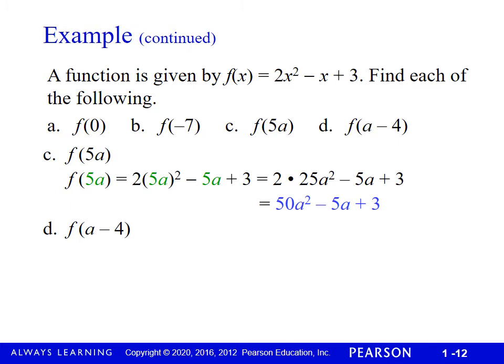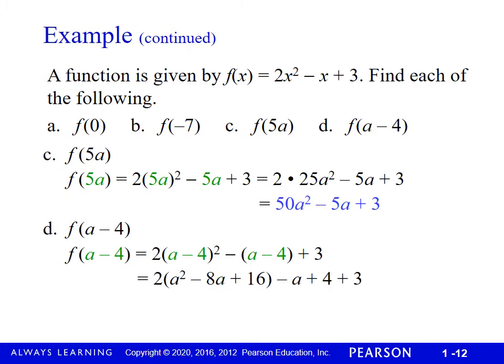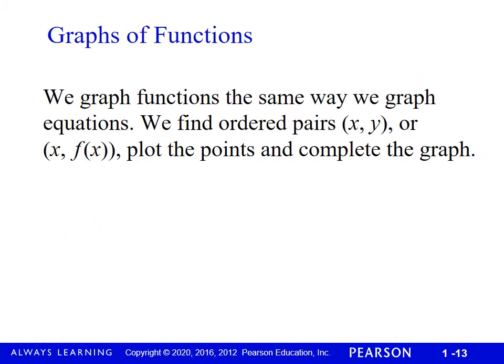plus 3. Now, this first one is a FOIL, or a polynomial squared, right? So we have to FOIL that out. I'm not going to go through those steps. You should know that. And there's some good tutorials in your My Math Lab. And then I'm going to distribute the 2. And then I'm going to combine like terms. Okay?